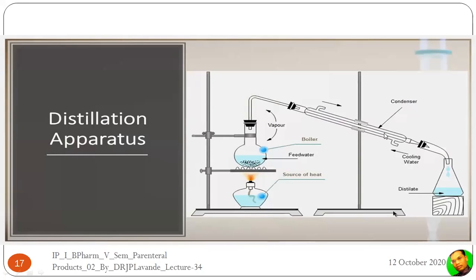Now in this condenser, there is a circulation of chilled, cooled water. This is the inlet for the cooling water, and this is the outlet for the cooling water. The water vapor will get condensed because of this condenser, and it is collected into this conical flask in the form of the distillate. So this is the distilled water.